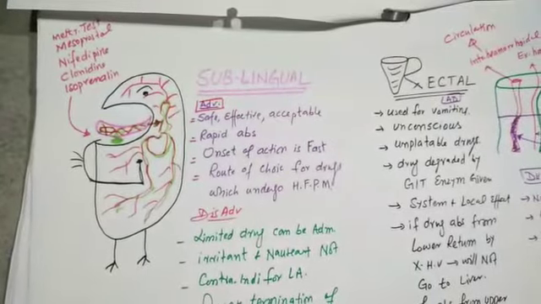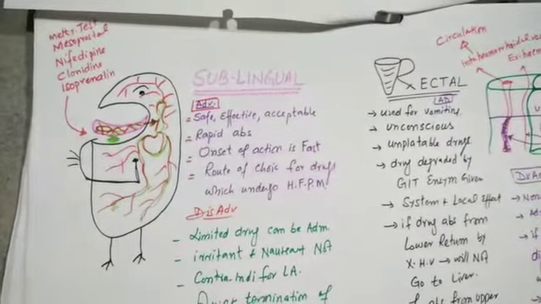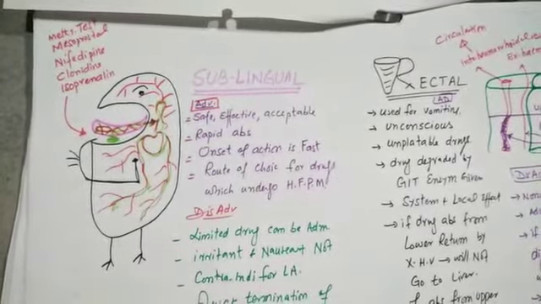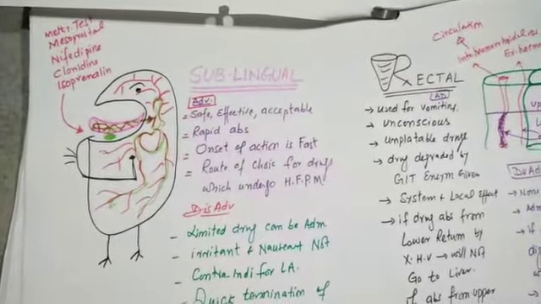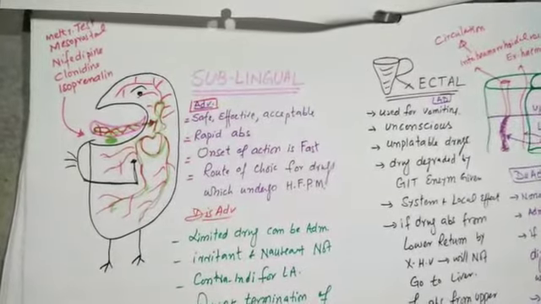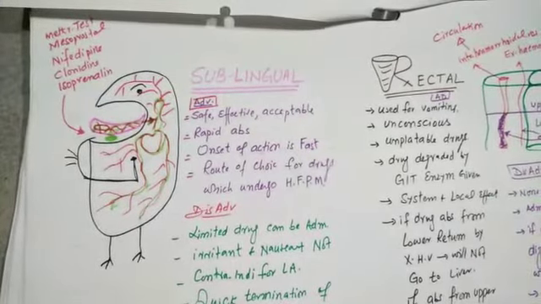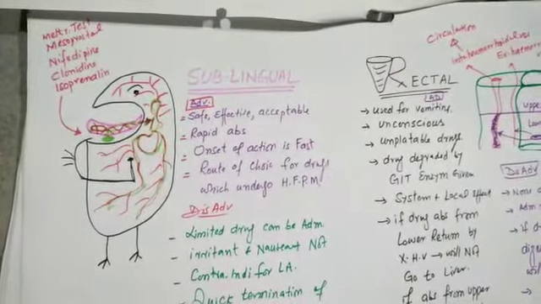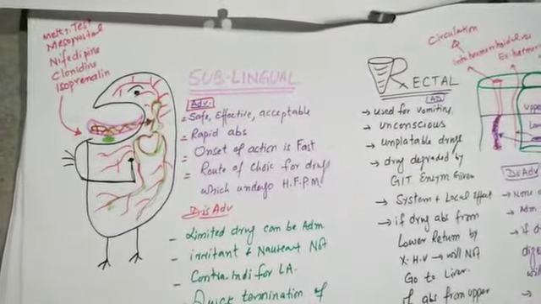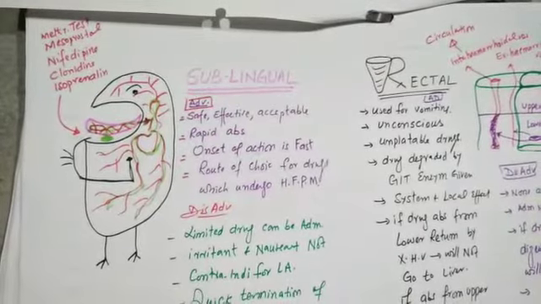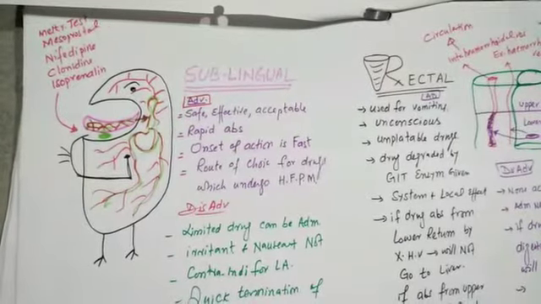In anterior route, one is oral and second one is sublingual. So we have discussed the oral route in first part of these videos. Now sublingual, the route by which the drug is kept under the tongue. For example, we are using nifedipine sublingually, clonidine, isoprenaline, methyltestosterone and misoprostol.